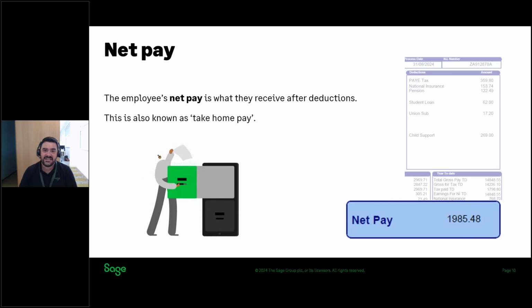So gross pay is your payment before tax, national insurance, and other deductions. And your net pay, of course, is the take-home pay.